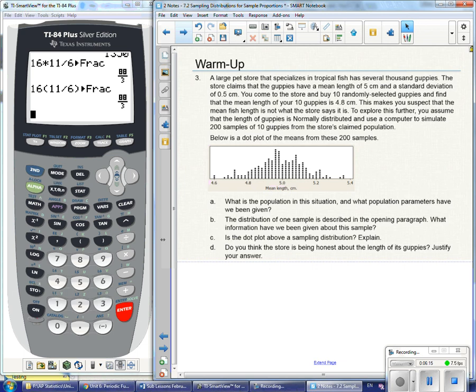So this is similar to the simulation that I showed you, that website that I went to where we could gather a bunch of different samples. That's essentially what this graph is showing you. So in letter A, it says, what is the population in this situation, and what population parameters have we been given? So the population in this case would be all of the guppies in the store.